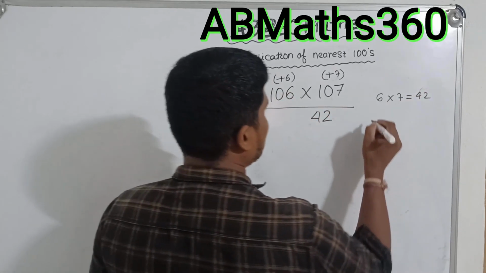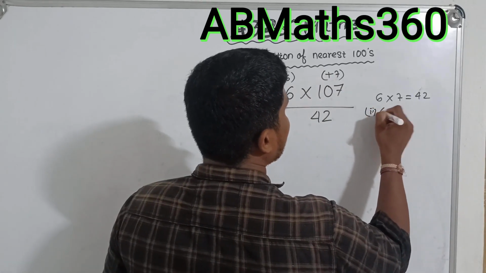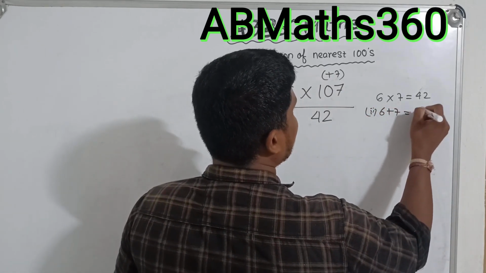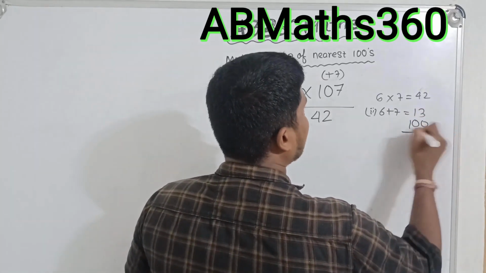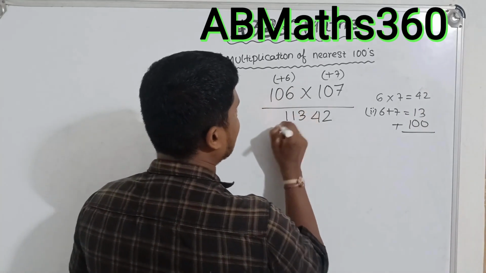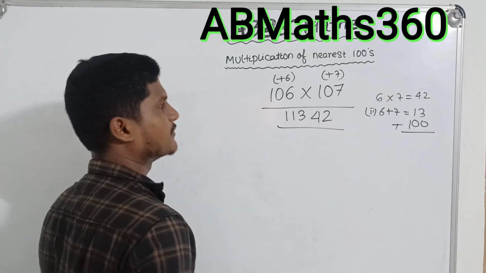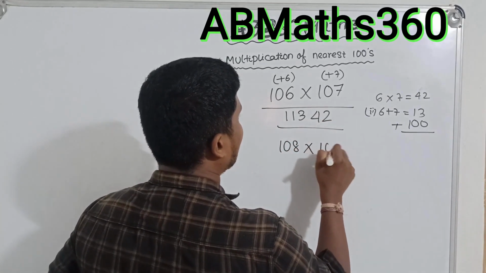In the second step, 6 plus 7 is 13. And just add this 100 with 13, that means 113. Here the result is 11342. Suppose another example, 108 multiplied with 104.